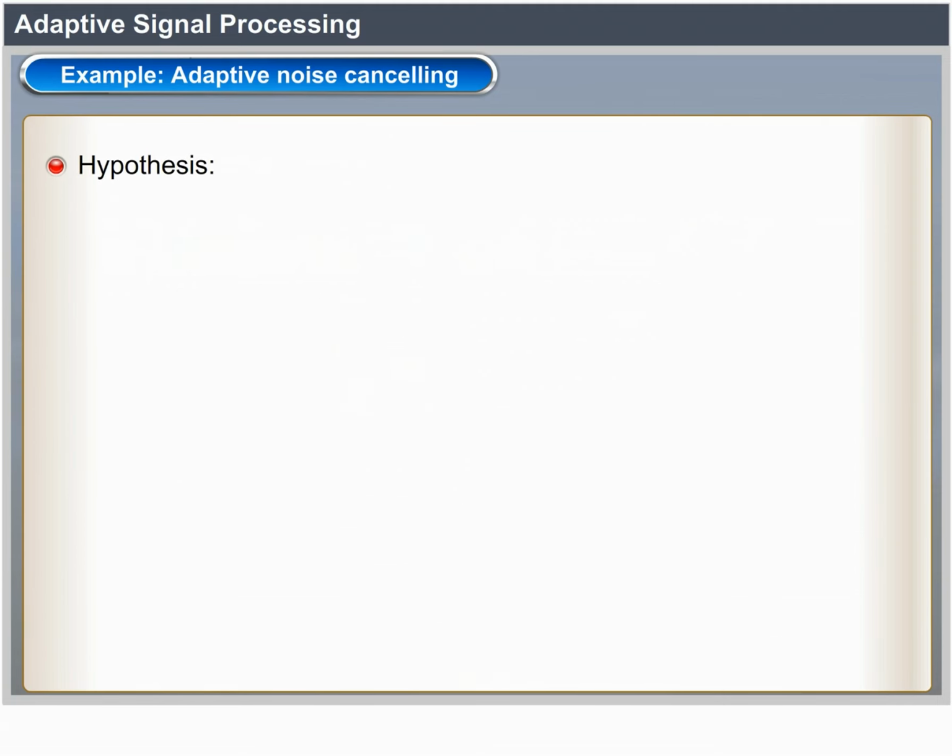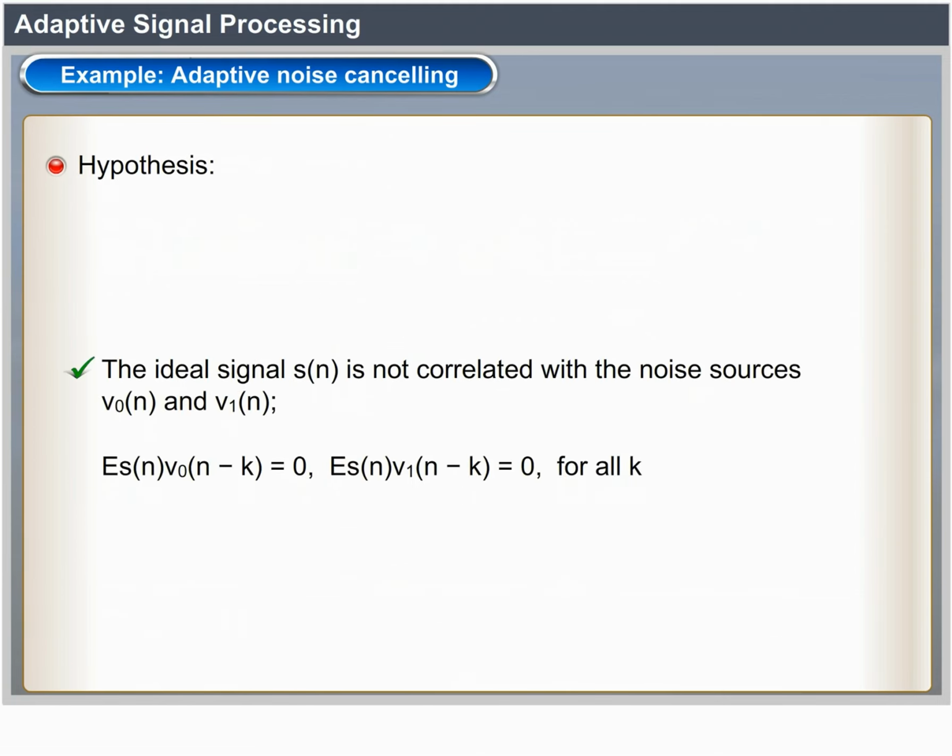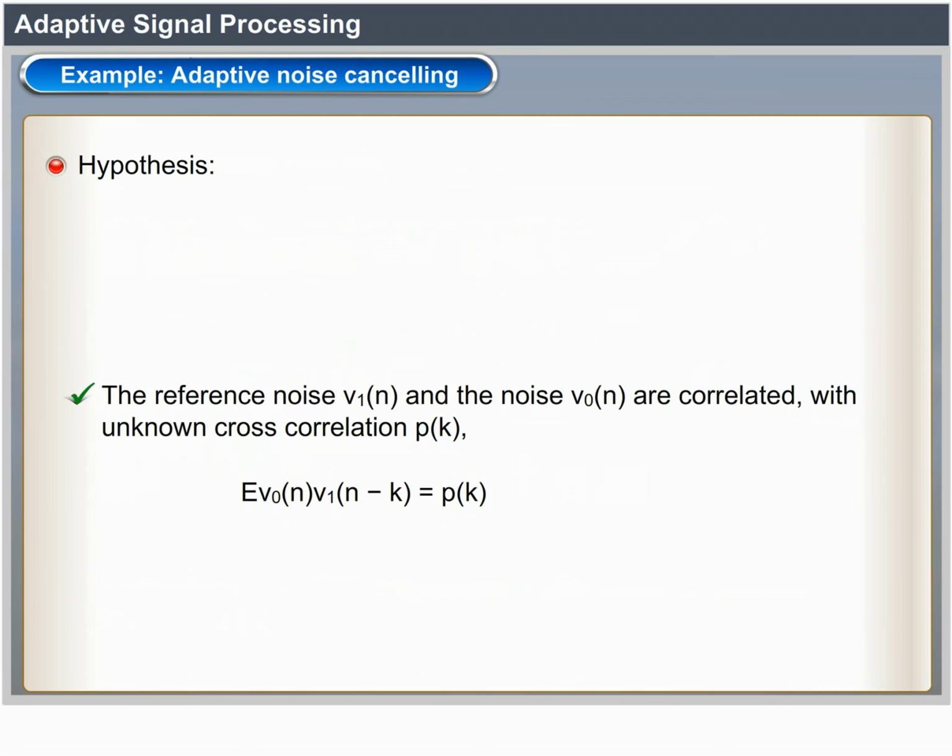Hypothesis: the ideal signal S of n is not correlated with the noise sources V0 of n and V1 of n. E[S of n into V0 of n minus k] equal to 0, E[S of n into V1 of n minus k] equal to 0 for all k. The reference noise V1 of n and the noise V0 of n are correlated with unknown cross correlation P of k. E[V0 of n into V1 of n minus k] equal to P of k.